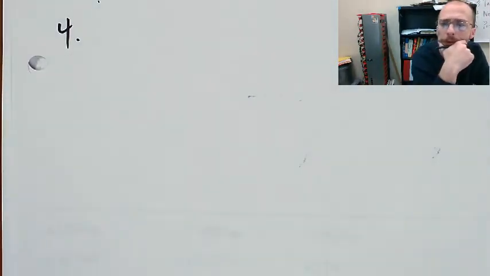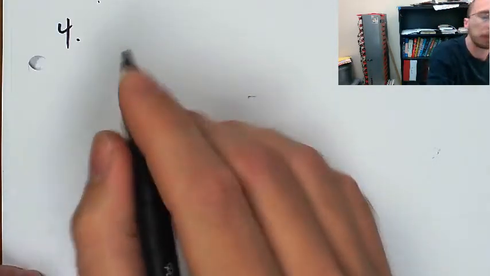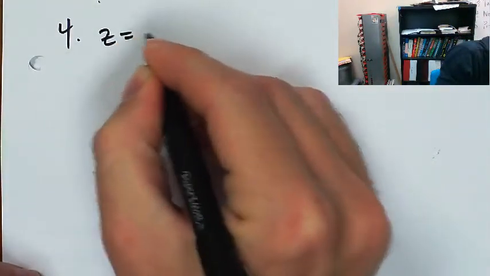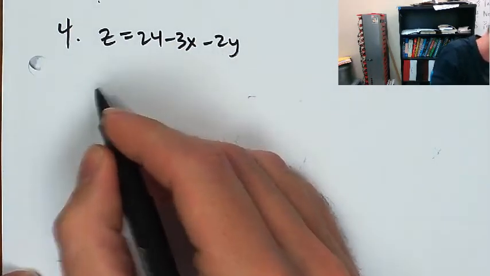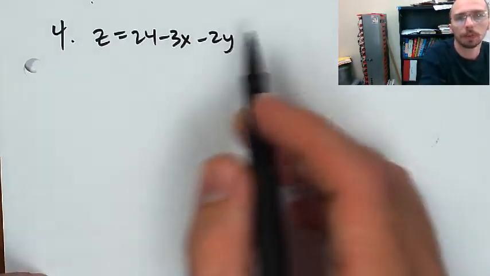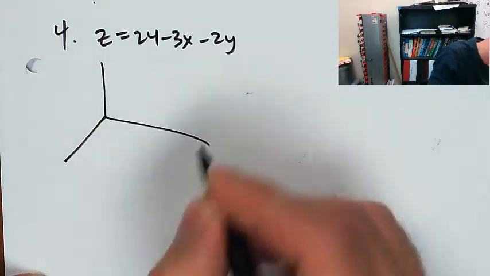Number 4. Area of the portion of the plane that sits in the first octant. Gladly. Okay, after that one. So this is going to be nice and rectangular. z equals 24 minus 3x minus 2y. Okay, so I know this is going to be one that has positive x, y and z intercepts. So I'm going to just kind of draw that.